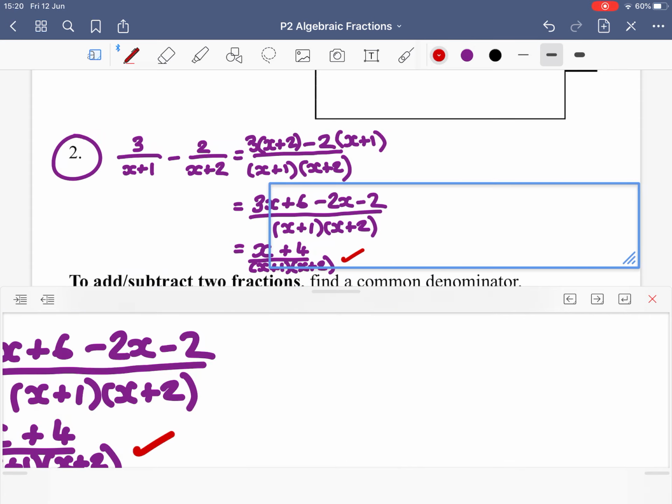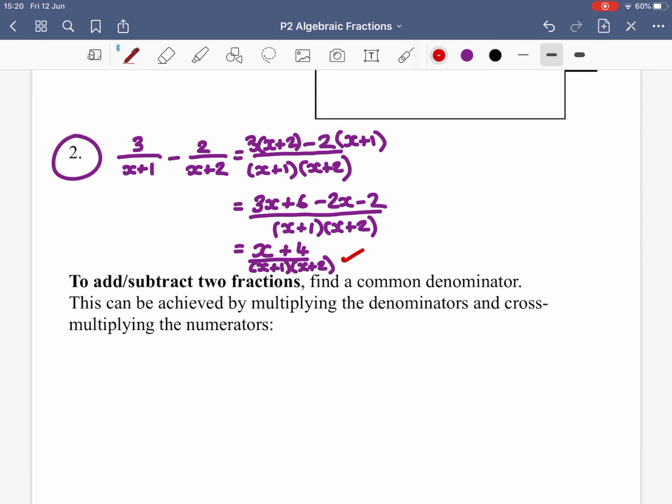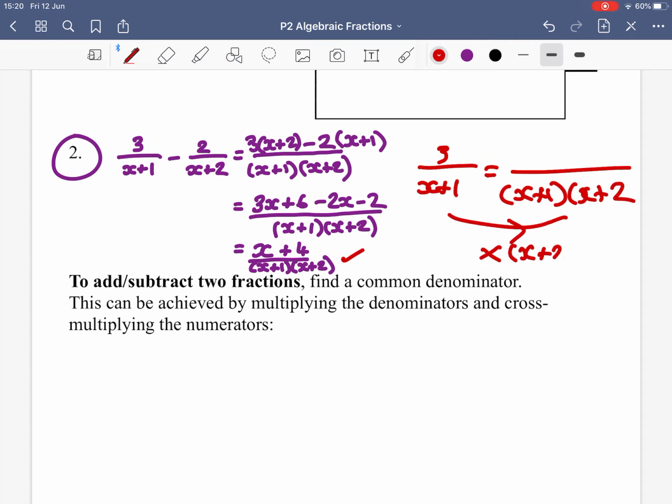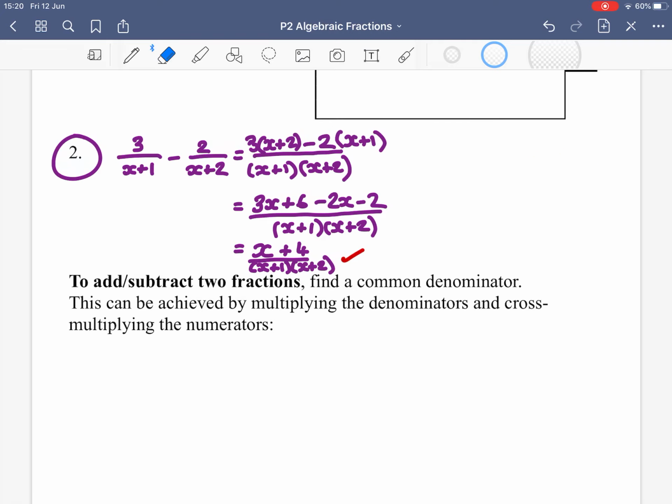All right, so that's that question there. Let's get rid of that. Okay. If you were a little bit unsure about these, making equivalent fractions, then what I'd do is I'd take it off to the side of the page. So if you were taking 3 over x plus 1, when your common denominator becomes x plus 1, x plus 2, you're going to have to multiply the top by x plus 2 as well, and so on. All right, let's just get rid of that little lot. So that takes you to there.